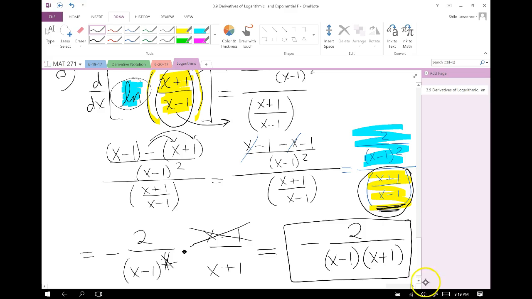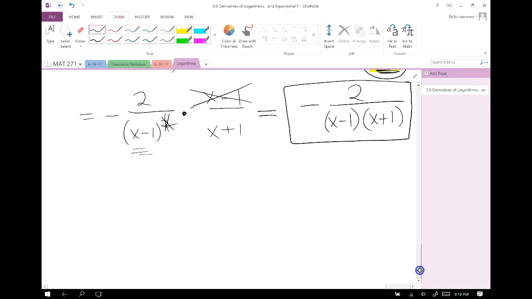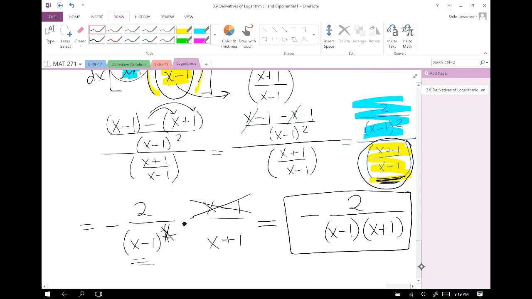Don't try to do too much in one step. And don't worry about wasting paper. There's no such thing as wasting paper in calculus. You need lots and lots of paper. So this one is a tricky one.